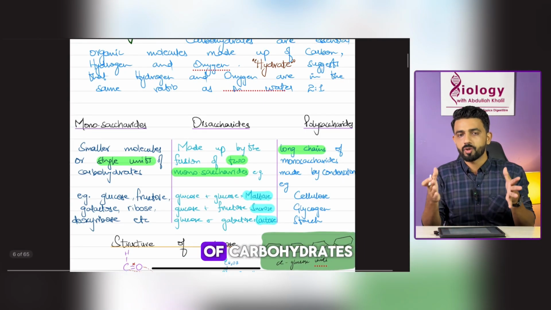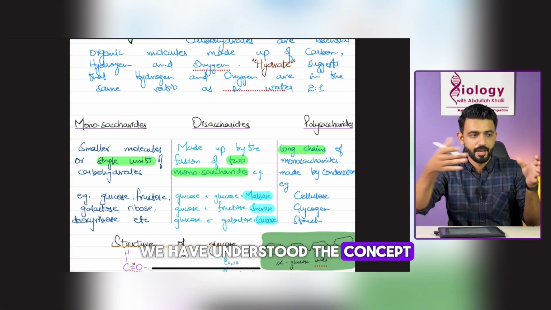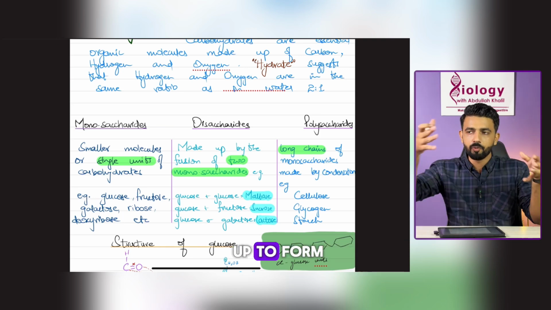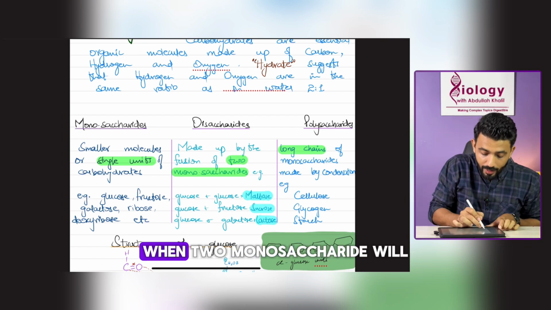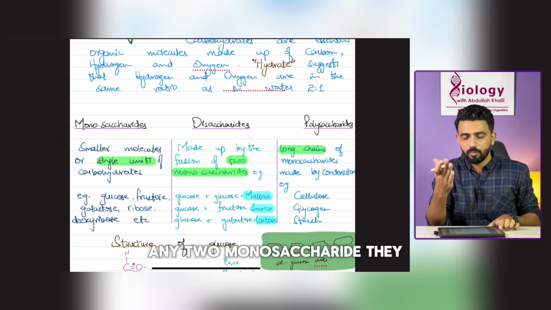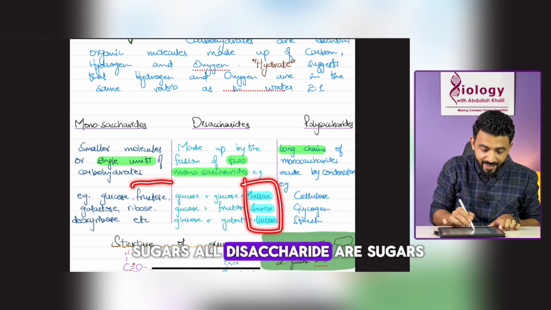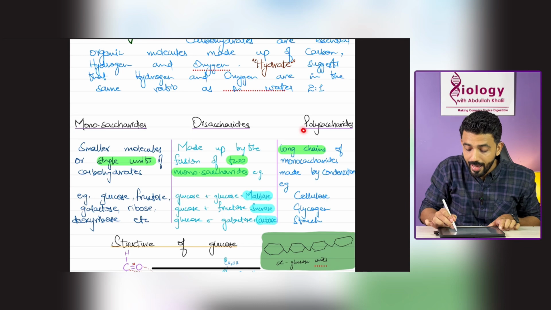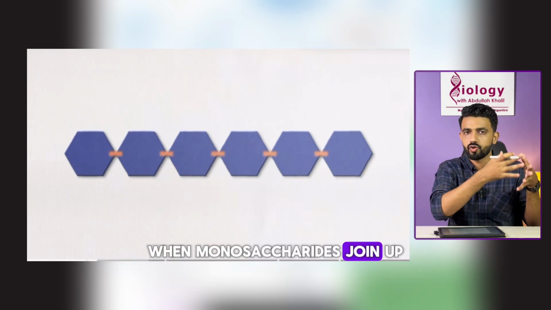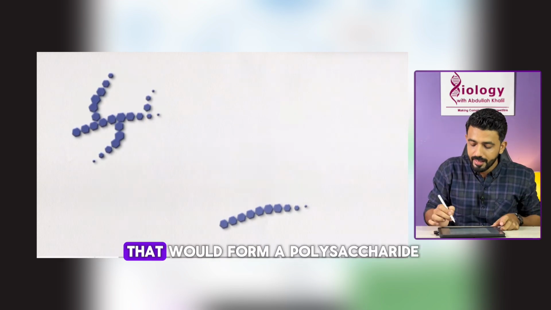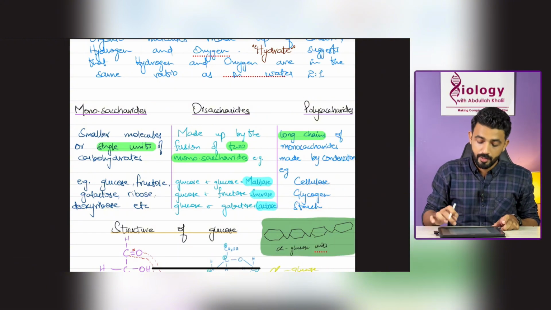There are three types of carbohydrates. Monosaccharide is the monomer of carbohydrate. We have understood the concept: monomers are the single units that can join up to form polymers. So monosaccharide is the monomer of carbohydrates. When any two monosaccharides join up, they will form a disaccharide. Now these are all sugars. All disaccharides are sugars. Monosaccharides are sugars. And when a long chain of monosaccharides is formed, when monosaccharides join up together to make a long chain, that would form a polysaccharide. For example, cellulose or glycogen or starch.